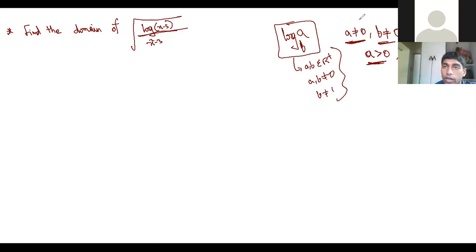Now another hint I'm giving all of you. Here log of x minus 5 is given, but there is no mention of any base. So if the base is not mentioned, what do you consider the base? If no base is mentioned, then what do you take the base as? 10. Yes, 10. Whenever the base is not mentioned, we consider the base to be 10.